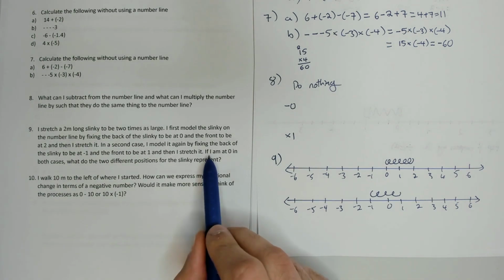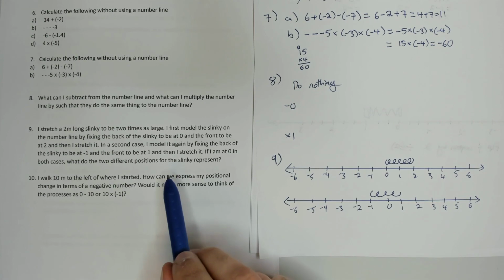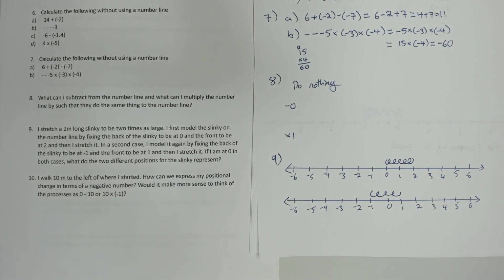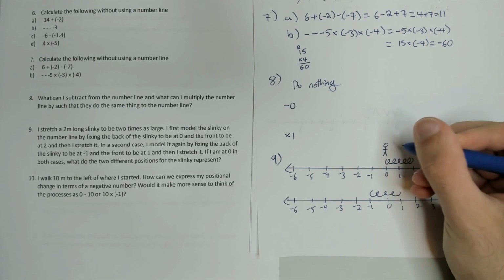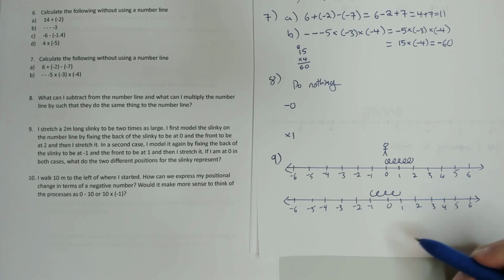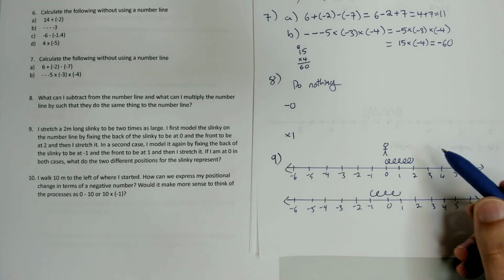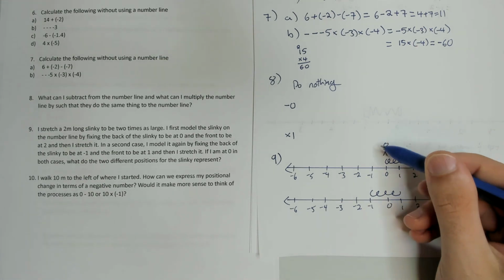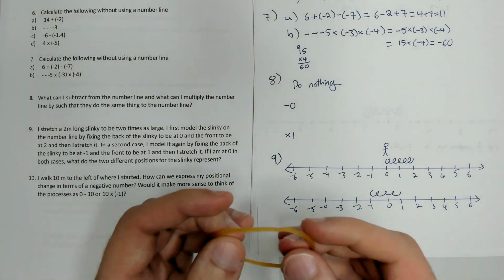But the question is, if I am at 0 in both cases, what do the two different positions for the slinky represent? Okay, so it's saying that I'm at 0, right? And I'm the guy stretching the slinky, right? So what do these two different stretches represent? They both represent stretching the slinky by 2, but they are modeling something different if we consider this problem relative to 0. So if we think of me in the middle, and I don't have a slinky, so I'm going to use a rubber band instead.